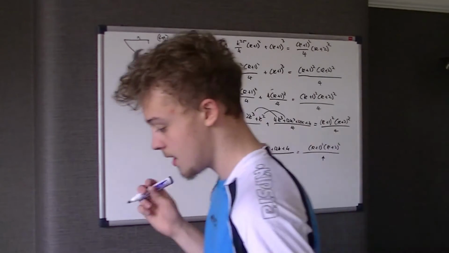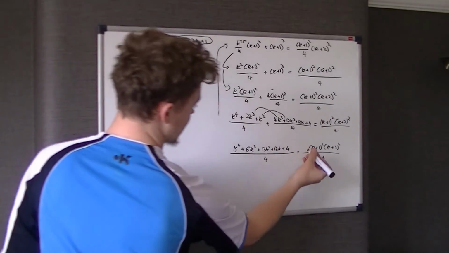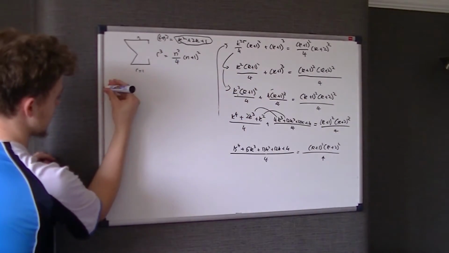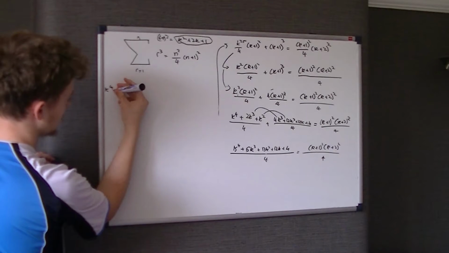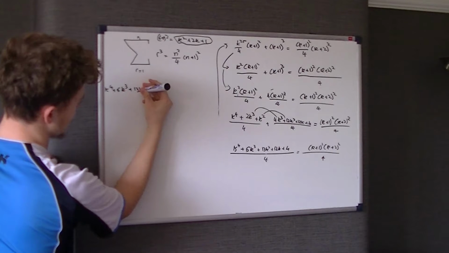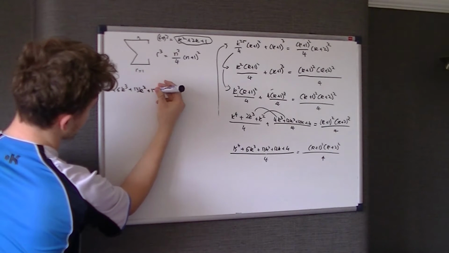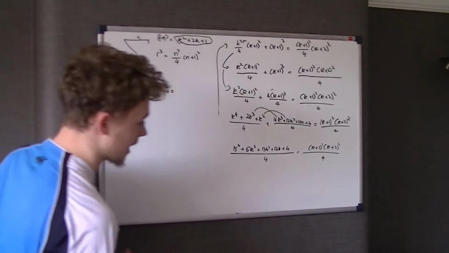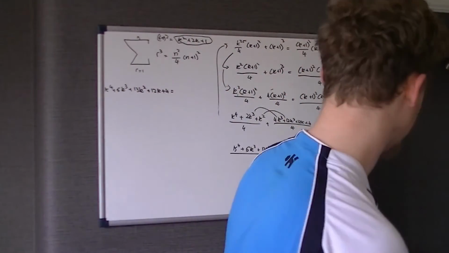Okay, so in other words, we'll write this quartic out, so it's k to the 4 plus 6k cubed plus 13k squared plus 12k plus 4. And we know that is equal to (k+1) all squared times (k+2) all squared.